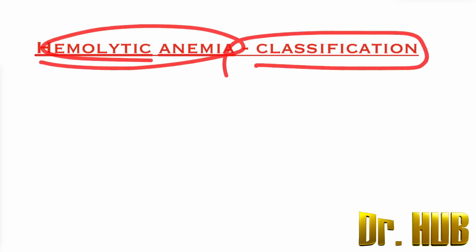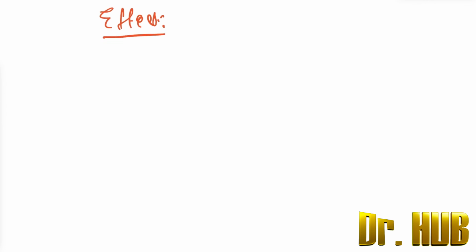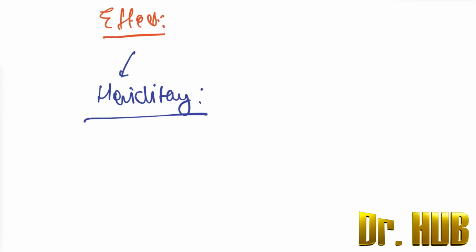Hemolytic anemia, and we're looking at its classification. First, it can be classified in two ways. The first is based on the type of defect. When you look at the type of defect, it may be hereditary. By hereditary, there are two things: intracorpuscular defects and extracorpuscular factors.